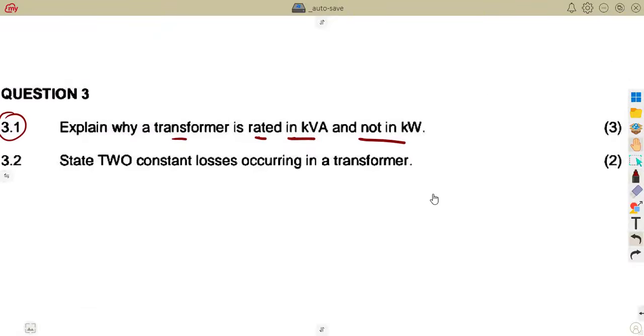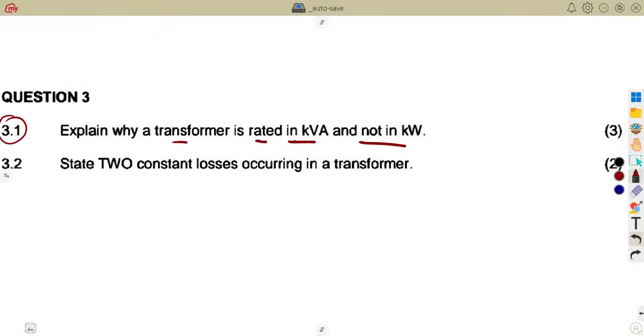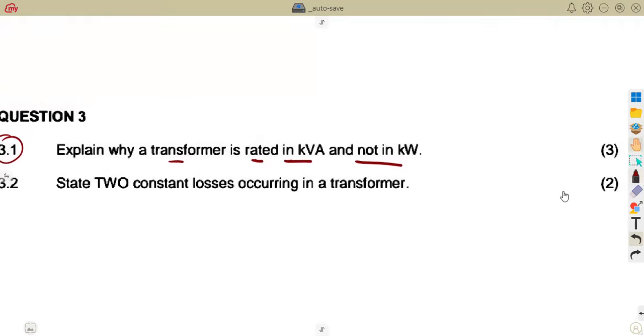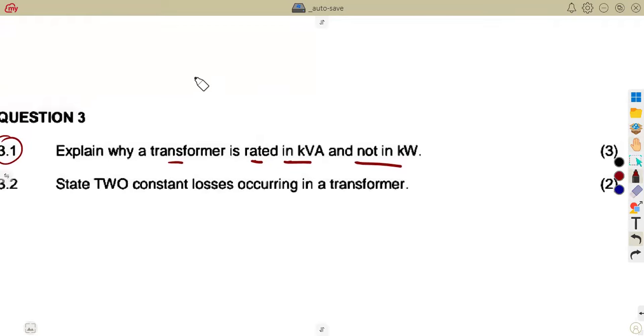Why do we use the kVA? It is because of the losses that we have, guys: the copper loss of a transformer depends on current. The iron loss depends on what? On voltage. So those are the two that we are actually going to be working with. So that's 3.1, the copper loss.